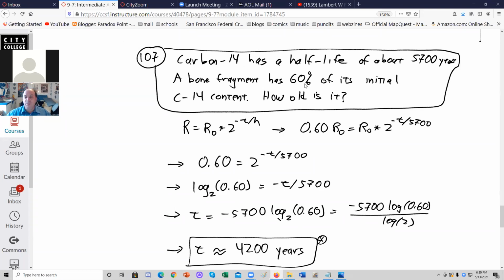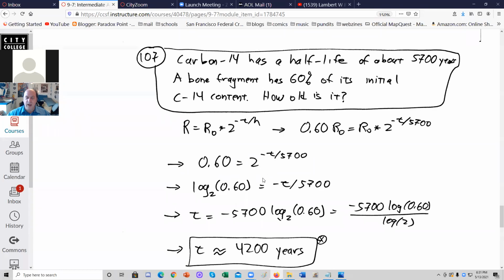Here we have a bone fragment. It turns out to have 60% of its initial carbon-14 content. How old is it? Again, R equals R naught times 2 to the negative T over H. R is 60% of R naught, and H is 5,700 years. So 0.6 R naught equals R naught times 2 to the negative T over 5,700. Cancel the R naughts: 0.60 equals 2 to the negative T over 5,700.